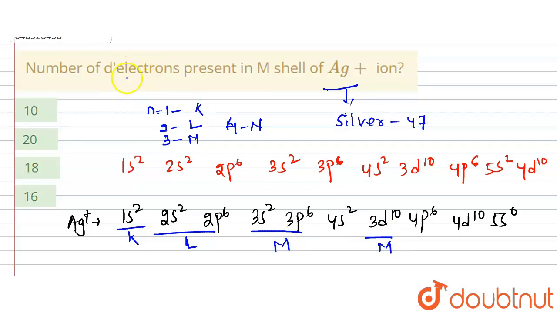So we have to tell the number of d electrons in the M cell. We can see that in 3d, the number of d electrons present is 10. So our answer in this case is 10, the number of d electrons present in the M cell of the Ag+ ion.